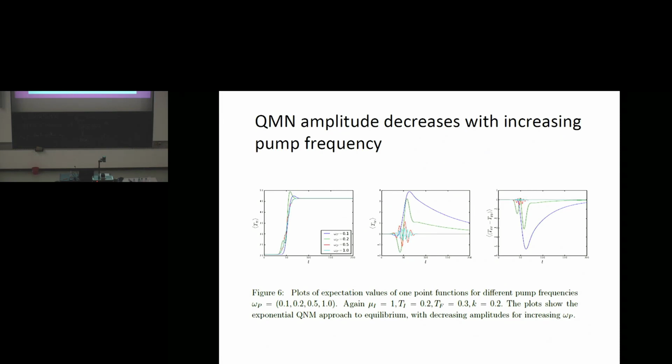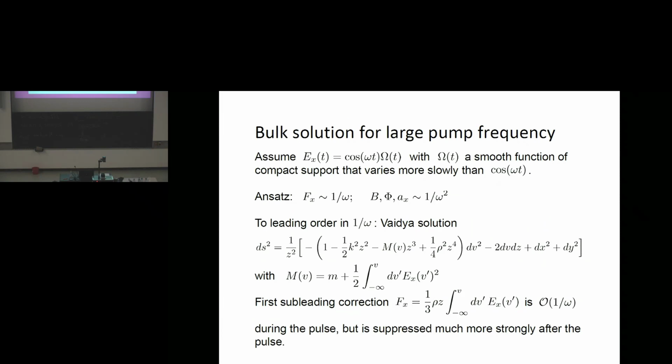So what you see when you run the numerics is that the quasi-normal mode amplitude, so the deviation from the equilibrium situation for these various quantities, it doesn't matter what exactly is plotted, becomes small as you increase the pump frequency. And that's something we can also understand analytically. If you go to the regime of large pump frequency, you can do an expansion in 1 over that frequency. From looking at the numerical results and staring at the equations, you can come up with an ansatz of how the various bulk fields scale as a function of frequency to leading order, and then you can correct it at subleading orders.